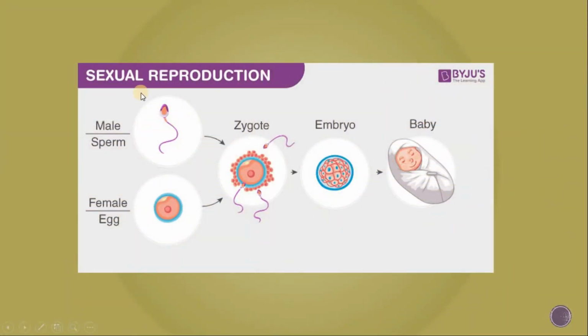Here we can see sexual reproduction. We can take the human example. Here the male's sperm and the female's ovum or egg are found, both having half the number of chromosomes. The male sperm fertilizes the female egg and forms a zygote. Then the zygote transforms into an embryo, and after 9 months the embryo transforms into a small baby. It is a sexual reproduction example.